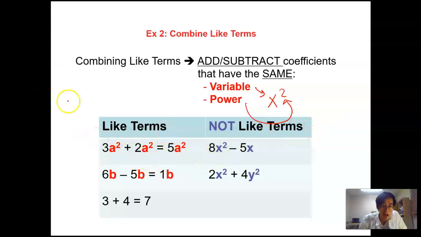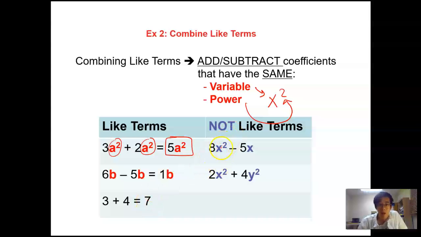Like terms: here I have 3a squared plus 2a squared. They both have the same variable and the same exponent. So I could just do 3 plus 2 gives me 5a squared. Same thing with 6b minus 5b: 6 minus 5 gives me 1b. And these are like terms technically because they don't have any variables, so they can just be added across like that.